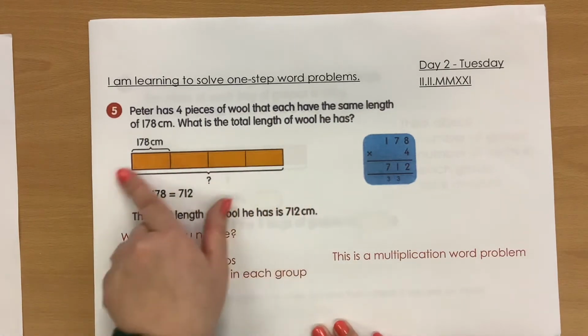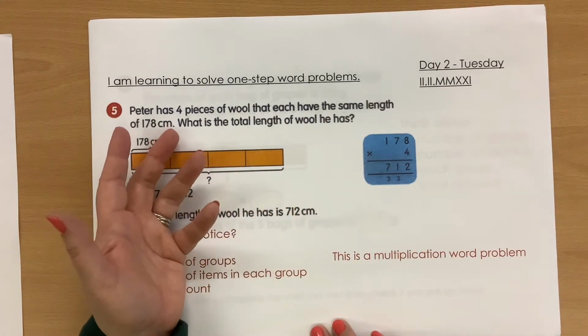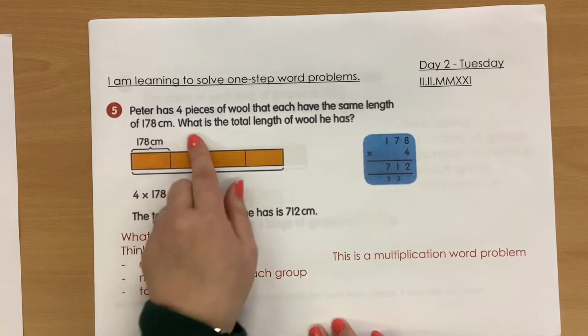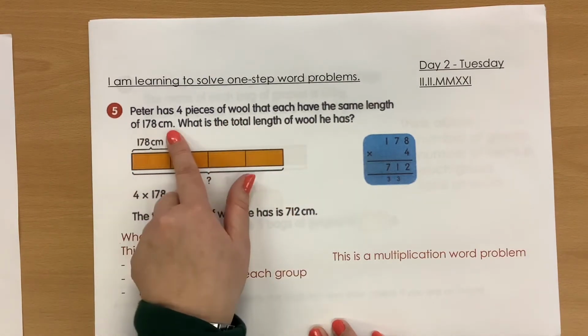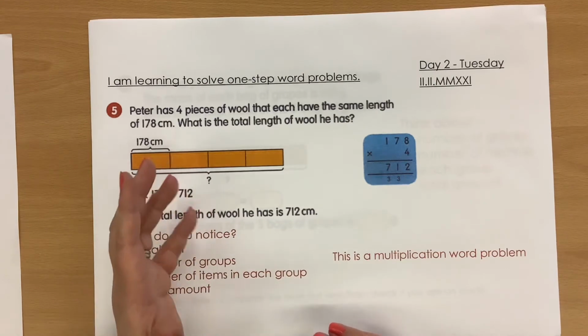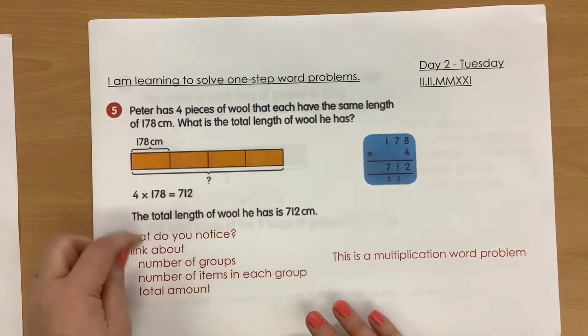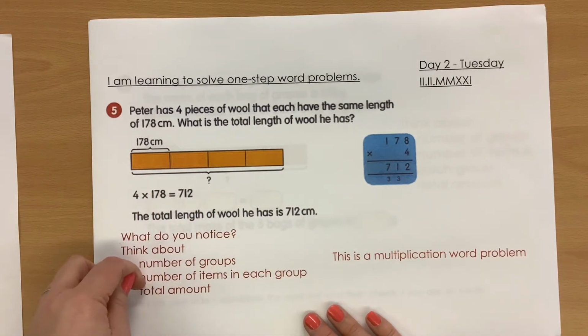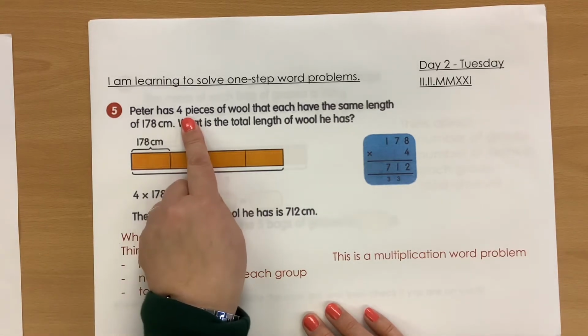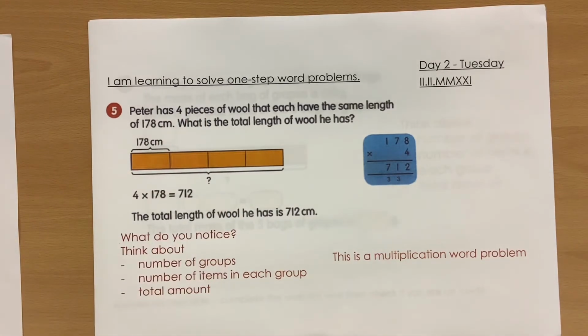Now, obviously, groups can be anything. They could be baskets with fruit in them. They could be a piece of wool which has a length. It varies. But if you think about it in those terms, number of groups, number in each group, and the total amount, we have 4 pieces of wool. The length of each piece of wool is 178. And to find the total length, we multiply.